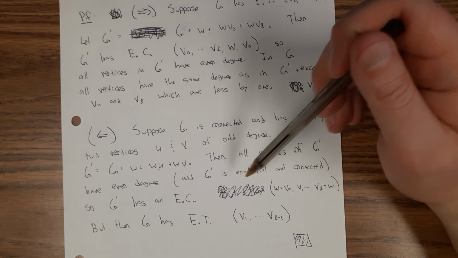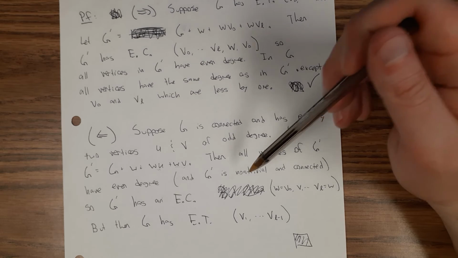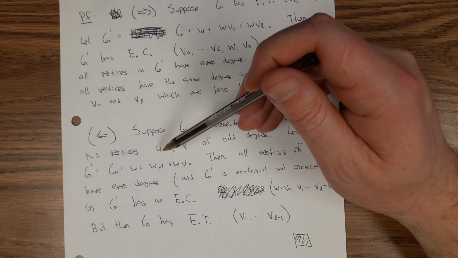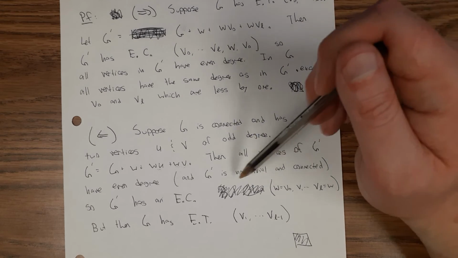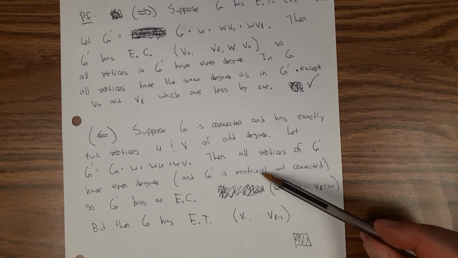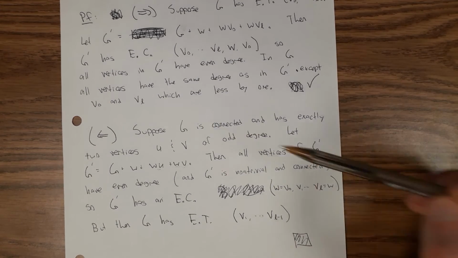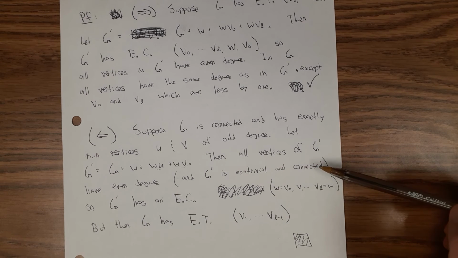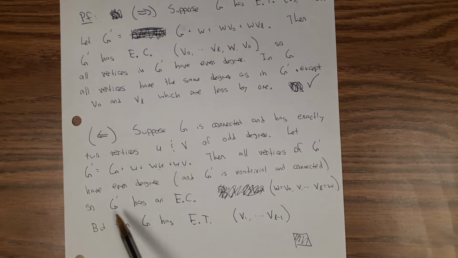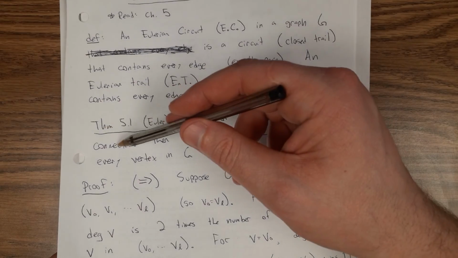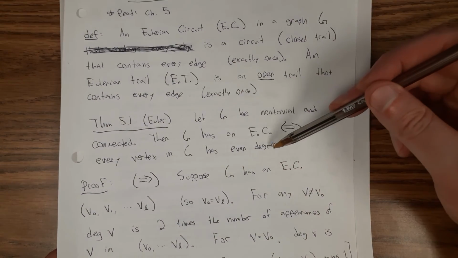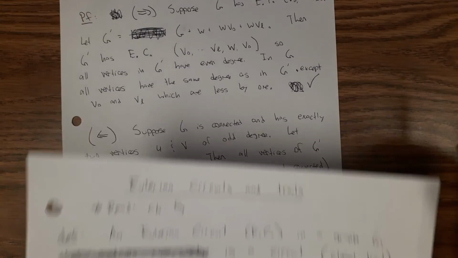Right, G prime is also non-trivial and connected because it doesn't just have one vertex. We already started with at least two vertices and then we added one. So it's definitely not a trivial graph. A trivial graph has just one vertex. And it's also connected because G was connected, right? So G prime has an Eulerian circuit. It satisfies all of the requirements of theorem 5.1. It's a non-trivial graph and it's connected and all the vertices have even degree, so it must have an Eulerian circuit.